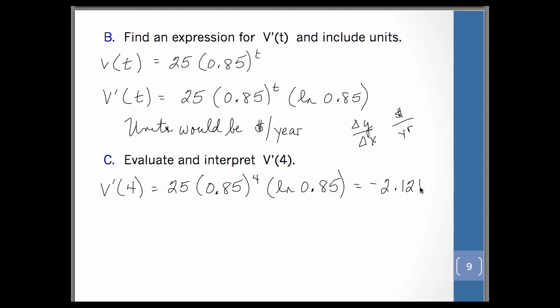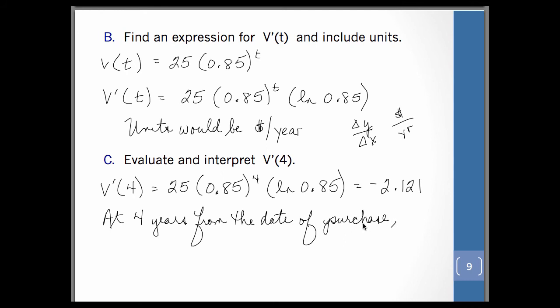So first of all, the fact that this is negative, and remember what the derivative represents in this case. It's the amount per year that the car's value is changing. So the fact that it's negative tells us the car's value is decreasing, which makes sense. The older the car gets, it's worth less money. And this is really a measure of how much it's decreasing each year. So at 4 years from the date of purchase, the car's value is decreasing. That's because it's negative.